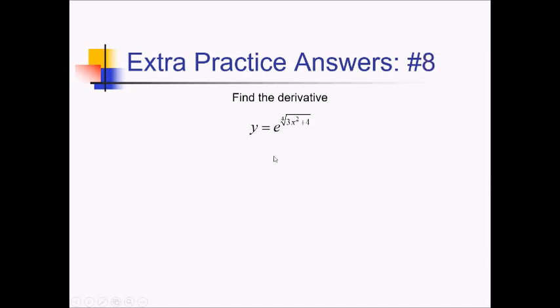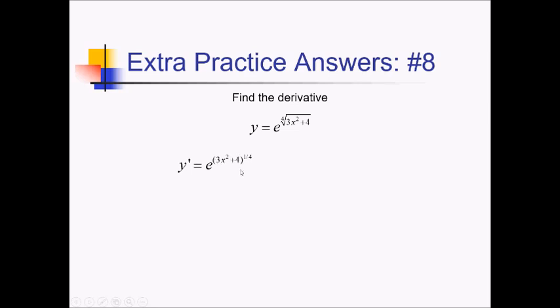To take the derivative of this function, I'm going to have to use the chain rule. My outermost function is e to the something. Derivative of that is going to be e to the something. And I'm just going to rewrite this as the 1/4 power instead of fourth root, just to make my next step a little bit easier.